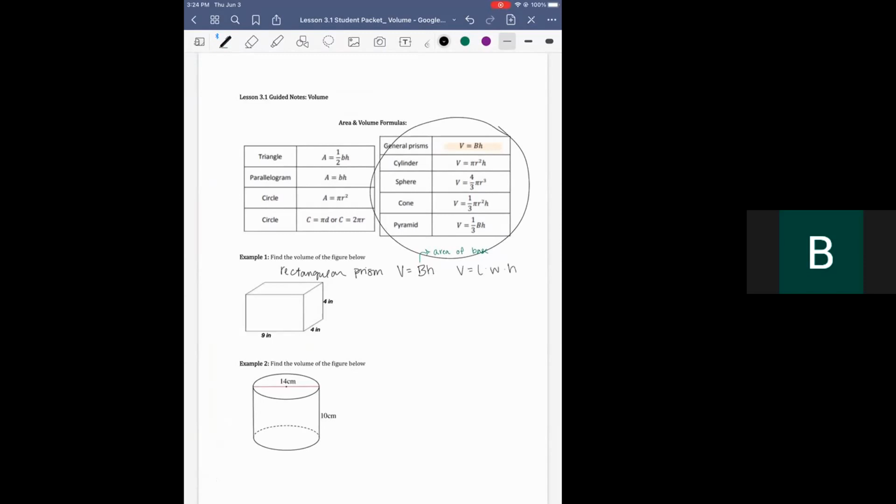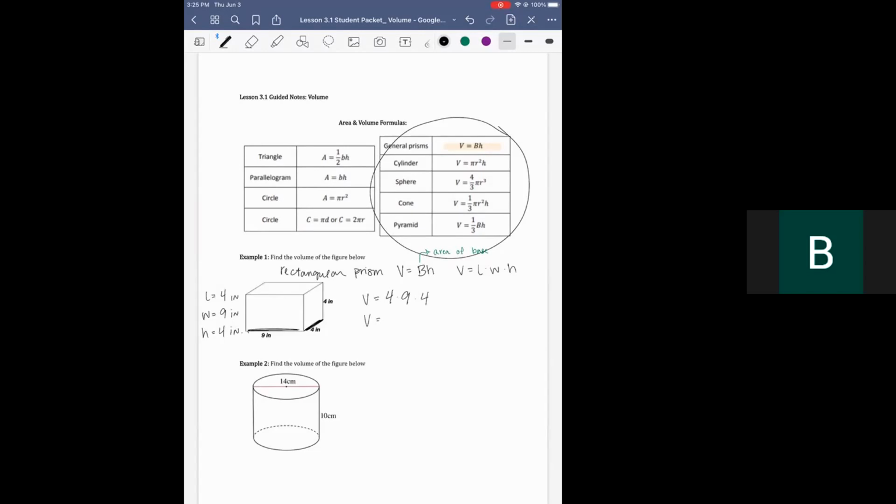So I'm going to identify the length, width, and height for this rectangular prism. And it looks like our length over here is equal to 4 inches. Our width is 9. And our height is also 4 inches. And so we're just going to multiply. So I'm going to say volume equals, instead of length, I'm going to write 4. Instead of width, I'm going to write 9. And instead of height, we're going to write 4.